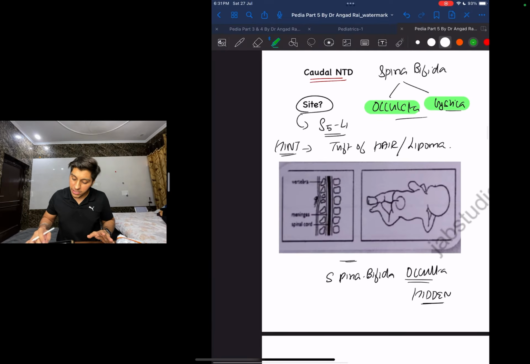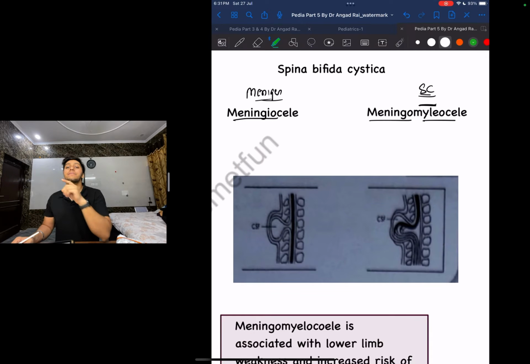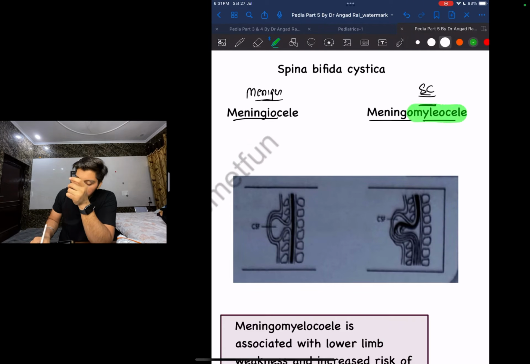The next condition which we have to talk about is spina bifida cystica. Cystica means a fluid filled area that can have the meninges or even the spinal cord. Based on what is there, we are naming it. Meningocele means this cyst area has only the meninges. What are the meninges here? 3 layers: dura mater, arachnoid and your pia mater. Correct? Meningomyelocele: the word myelo means spinal cord.